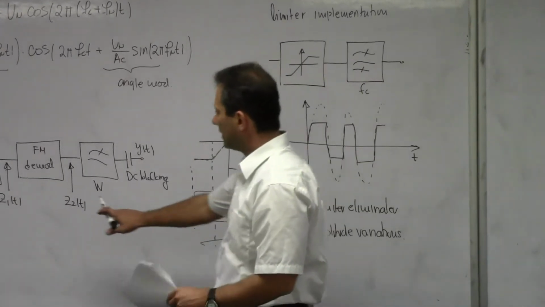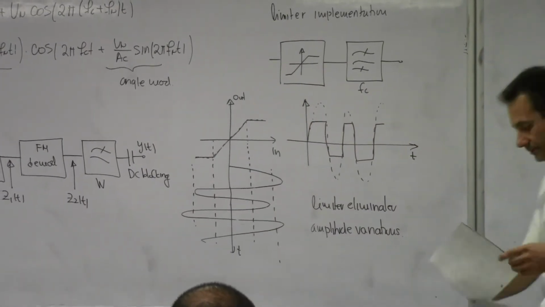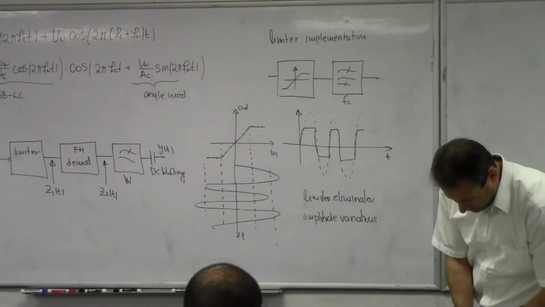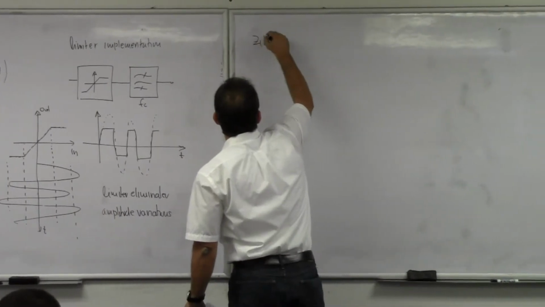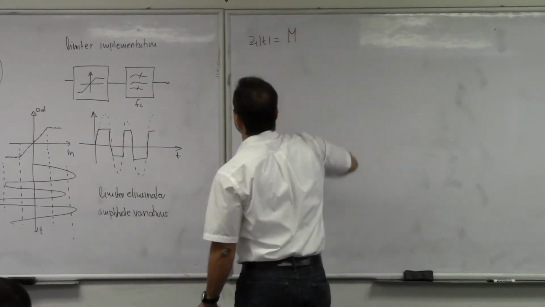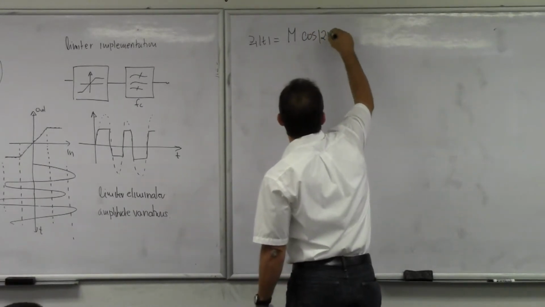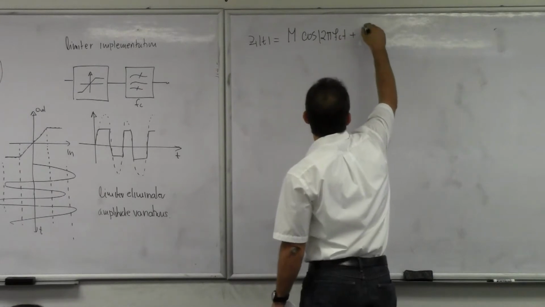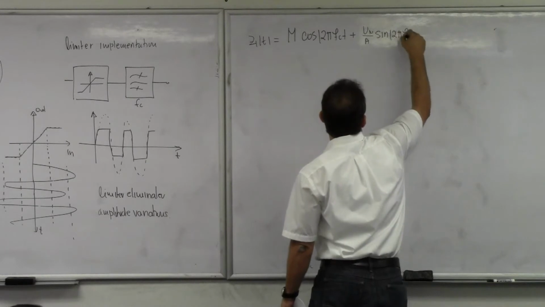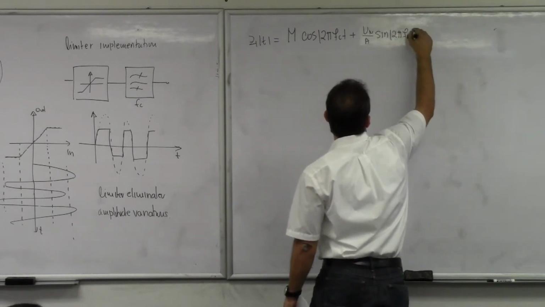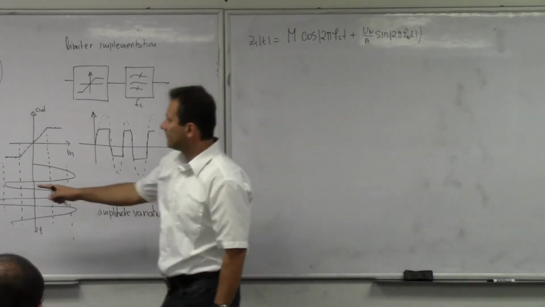So, after the limiter, I get my signal Z1 of t. Let's write the expression for Z1 of t. So Z1 of t is going to have now a constant magnitude, which I'm going to call m, times cosine of 2 pi fc t plus un over a sine 2 pi fn t. Okay? Now, I'm feeding this into an FM demodulator.